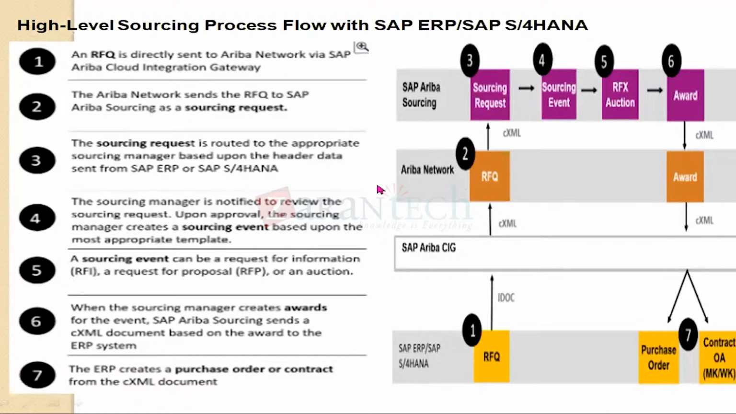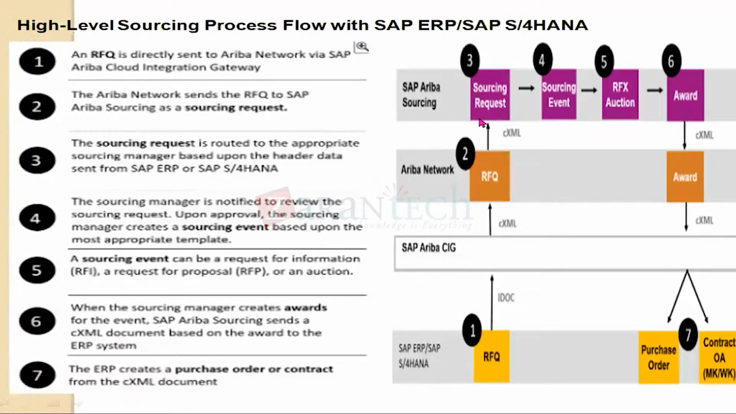Then the sourcing manager or sourcing agent has to process that sourcing request. They have to perform the required activity based on your customer's system configuration. Once they complete that, they have to create the different kinds of RFX events, whatever they want to create: a request for information, a request for proposal, a reverse auction or a forward auction. They have to create the particular event type in the Ariba sourcing solution, and then run the event.